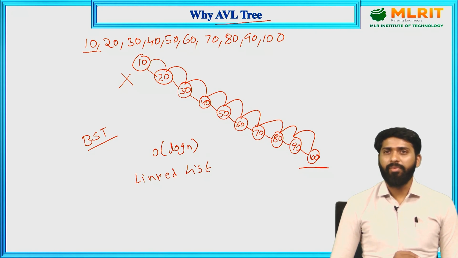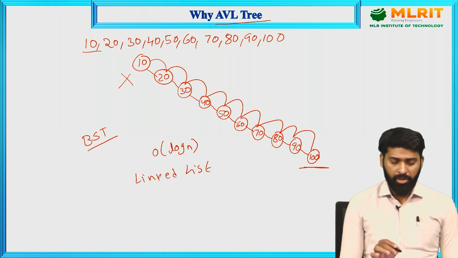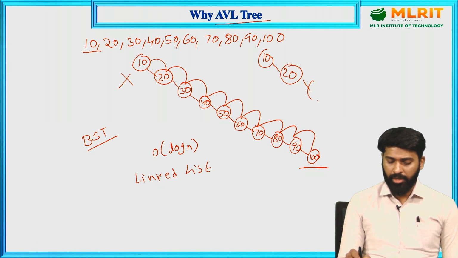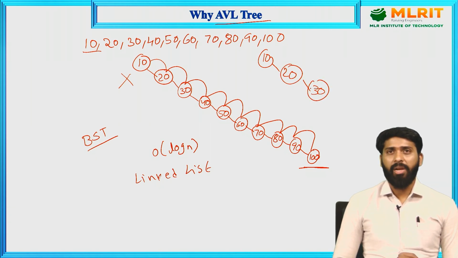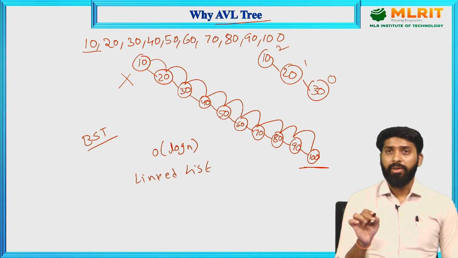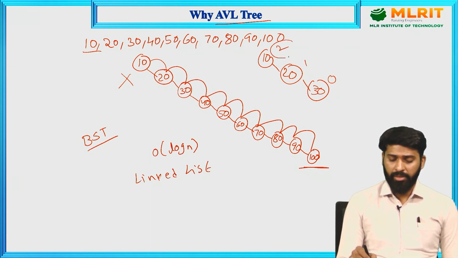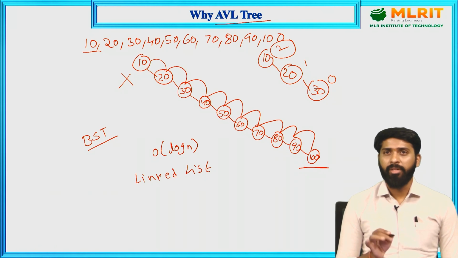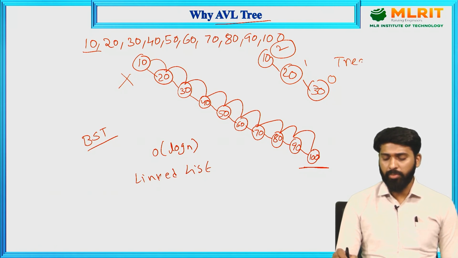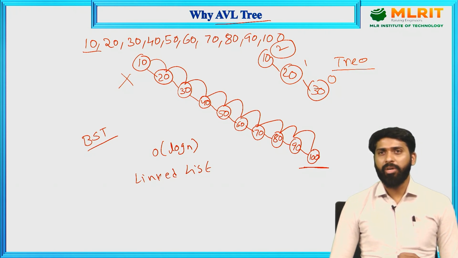So what is the AVL tree? AVL tree is a self-balancing binary search tree. Now if 10, 20, 30, now so what is the balancing factor here? 0, here 1, here 2. Whenever the balancing factor is more than 1, then we are going to balance the tree. So that is the concept in AVL tree. Okay. So let us see in depth of AVL tree.